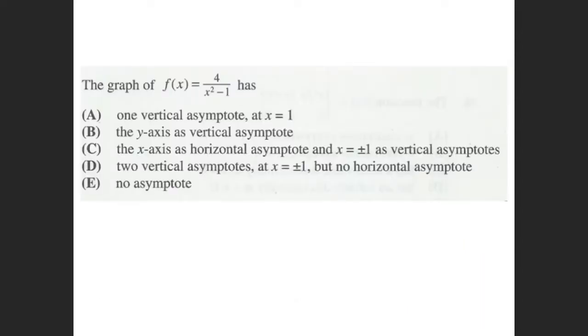All right, in this problem, I'm going to let you work on this one by yourself. It says the graph of f of x equals 4 over x squared minus 1 has one vertical asymptote at x equals 1. The y-axis is a vertical asymptote. The x-axis is a horizontal asymptote, and x equals plus or minus 1 are vertical asymptotes. What would your answer be there?